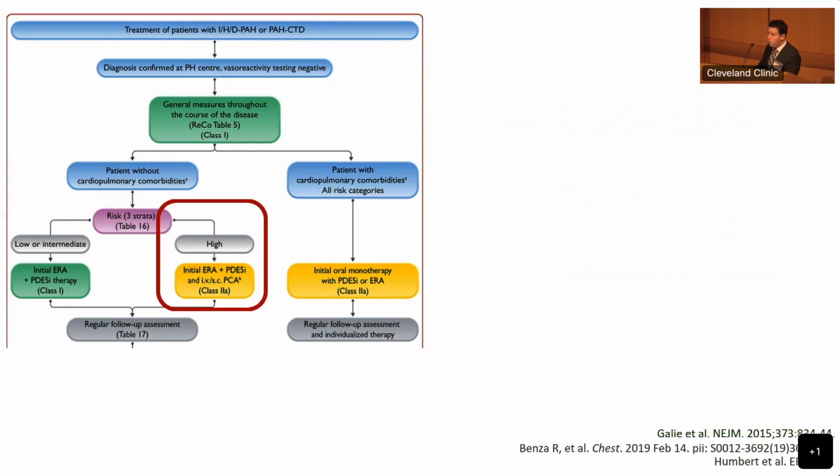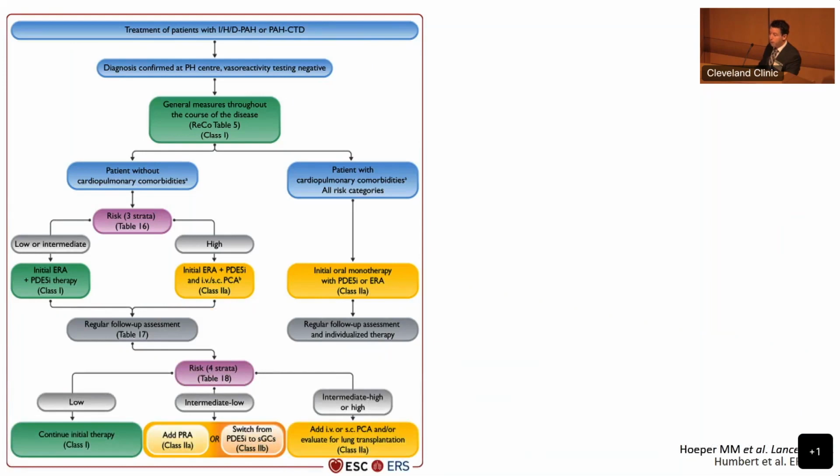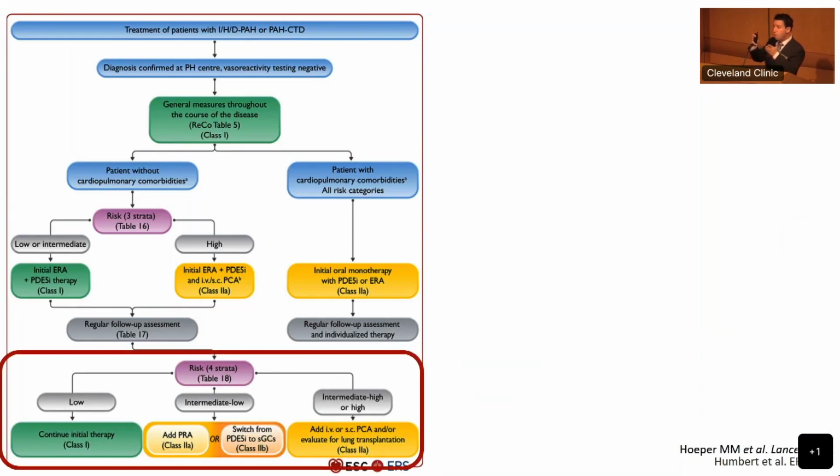Now, if patients are high risk, the recommendation would be to start upfront combination therapy as well as a parenteral prostacyclin. Again, it's important to follow these patients up, and so your next follow-up visit is when they recommend using this 4-strata model, or this abridged version of the 4-strata model. Again, if patients are low risk, this is what we want, so you continue current therapy. However, if the patient is intermediate-low risk, that's when you could add an oral prostacyclin, whether it's a prostacyclin receptor agonist or an oral prostacyclin analog.